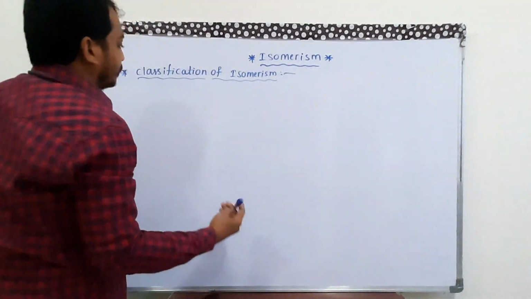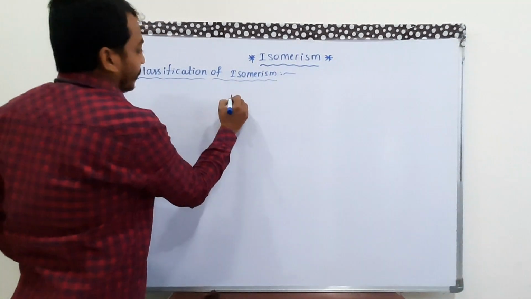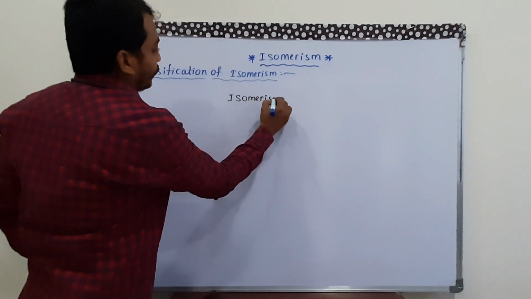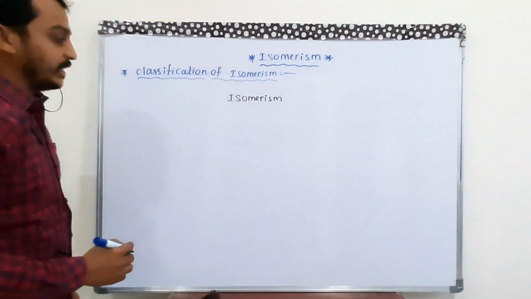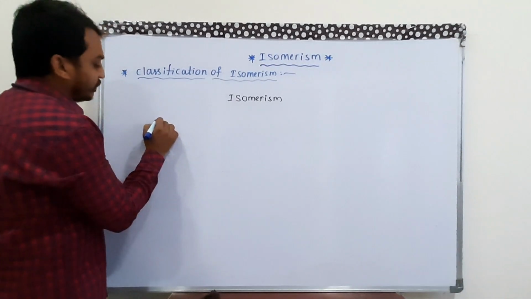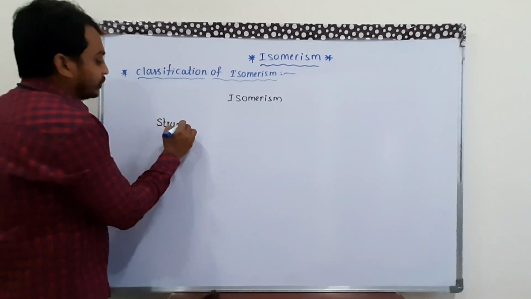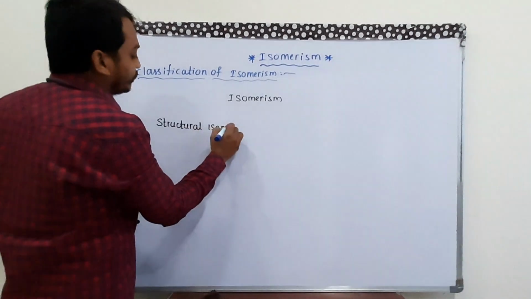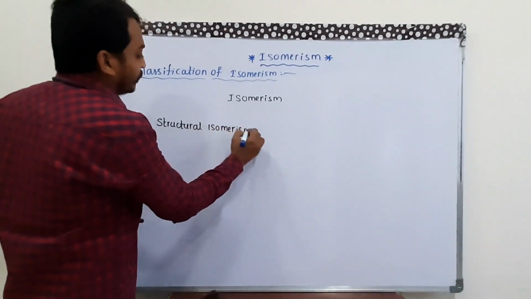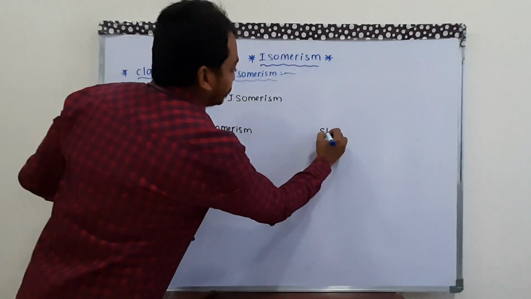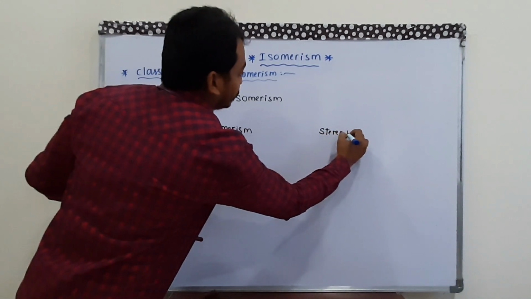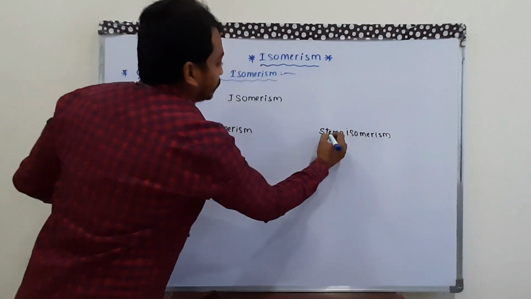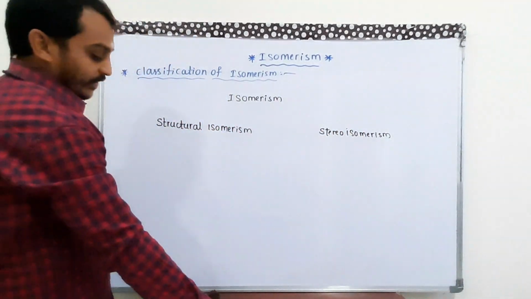Right. So first here, isomerism is classified into 2 categories. One is structural isomerism, another one is stereoisomerism. These are the 2 classifications.